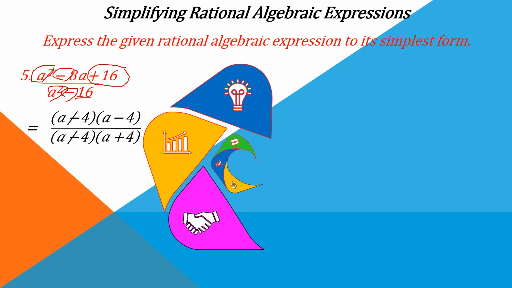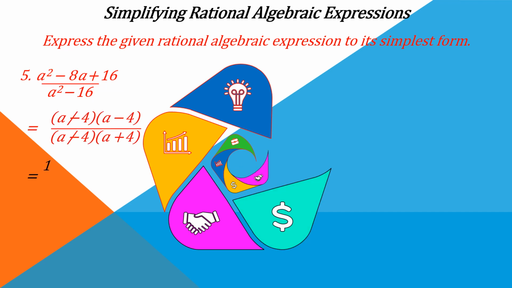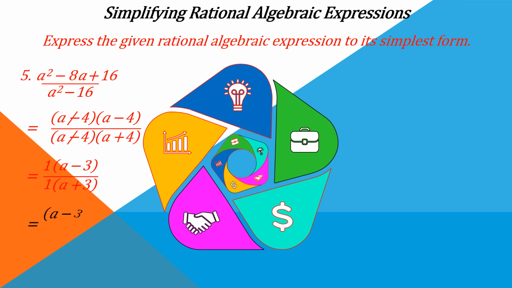And cancel the common factors and substitute them by 1. 1 multiplied by a minus 4. I'm sorry, this is 4. And divided by 1 multiplied by a plus 4. Again, this is plus 4. I'm sorry for the typographical error. And we have now the final answer of a minus 4 divided by a plus 4.